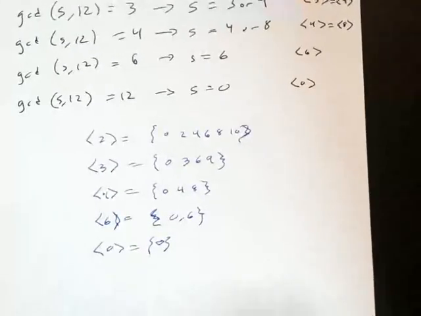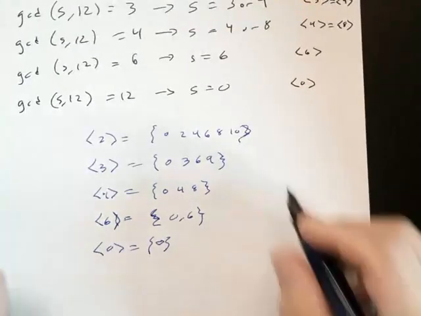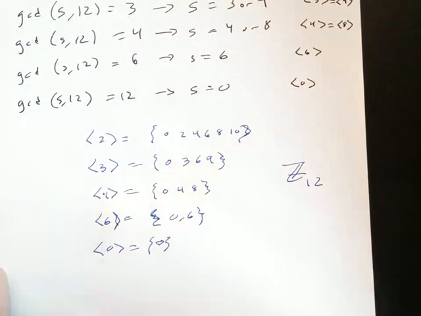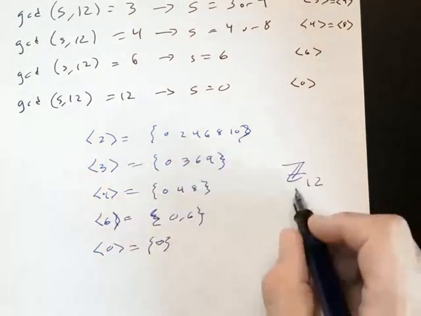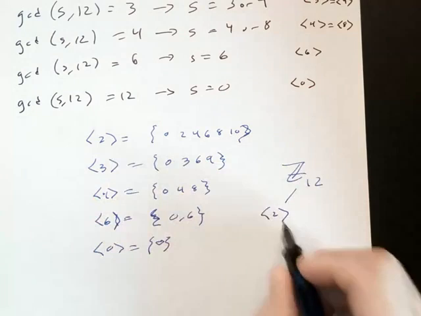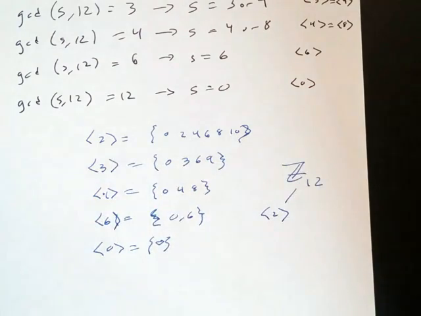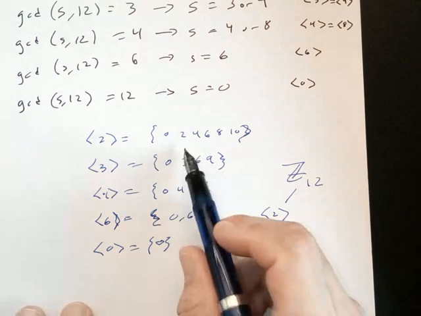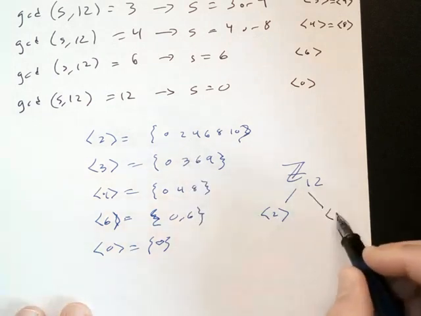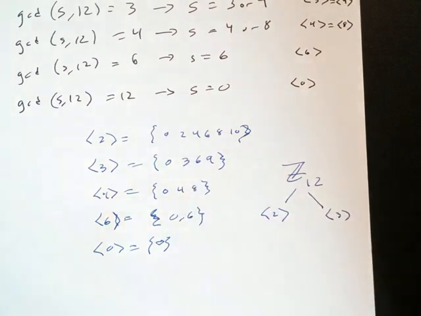I can make a diagram, just like we did before, with Z12 at the top, and I can look at what's contained in that. The next smallest thing would be this thing of size 6. What about the thing of size 3? Well, it's not contained in the thing of size 2, is it? 3 is not in here. So that's going to be over on this side. Remember, we're doing this hierarchy by containment.